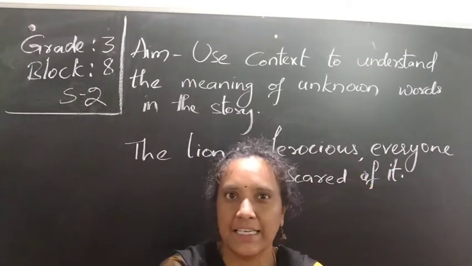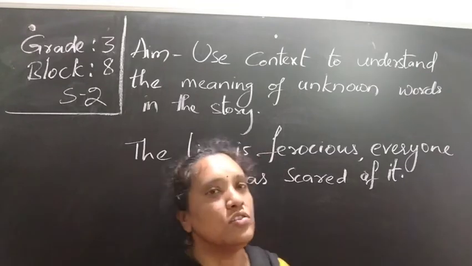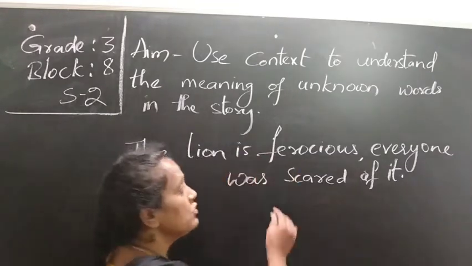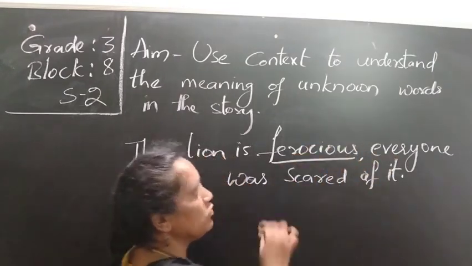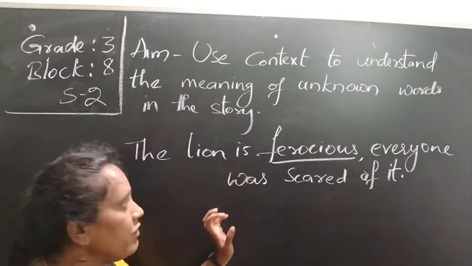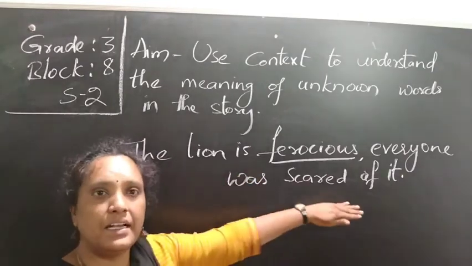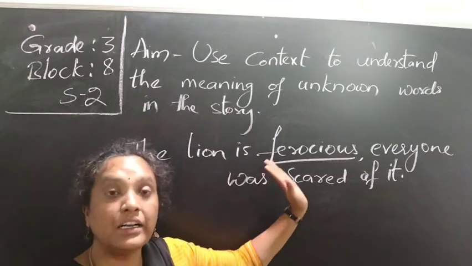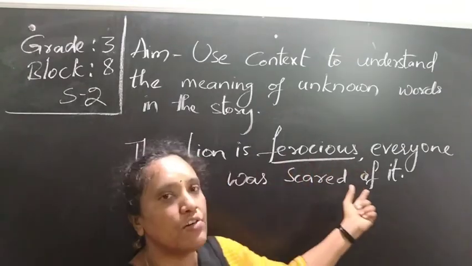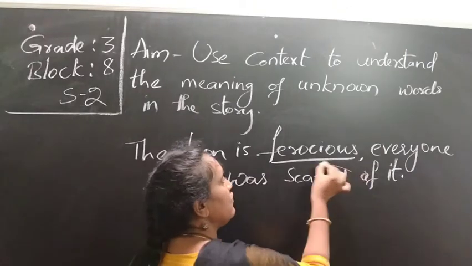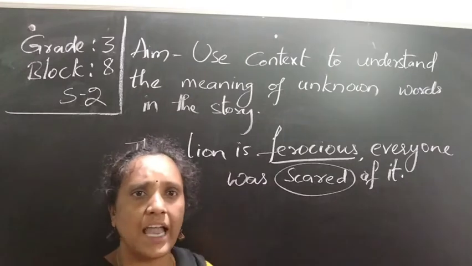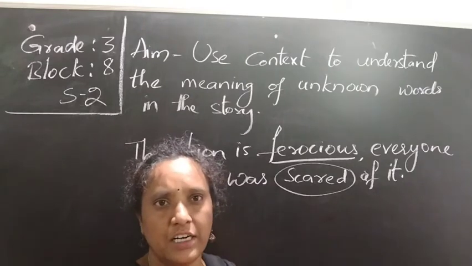Just by reading a sentence, what do we want to find? Here we know the lion and we know everyone, but the word ferocious, what tells us the meaning of this? When we read the sentence, some sentences will have a continuation. See, the lion is ferocious, everyone was scared of it. So even in the sentence itself, we can find the clue, like scared of it. So when someone is scared of it, what do you think of that?